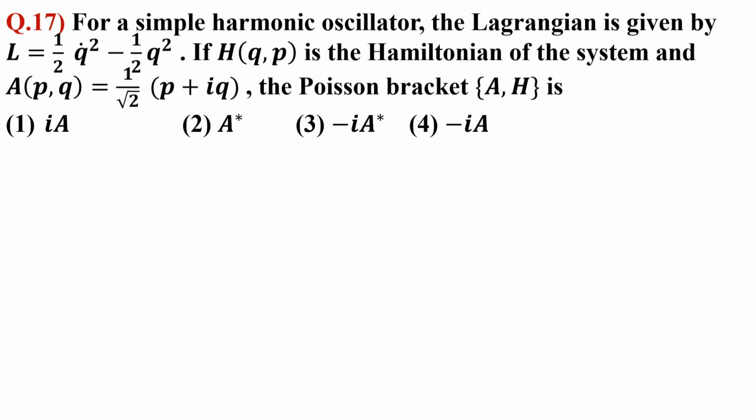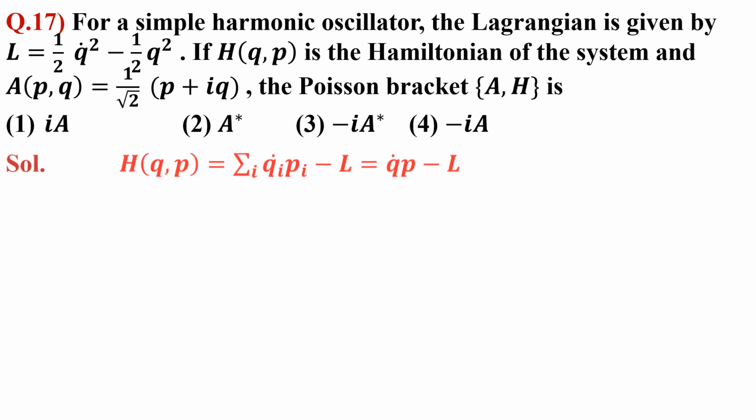Question 17. For a simple harmonic oscillator, the Lagrangian is given by L equals 1/2 q dot squared minus 1/2 q squared. If H, a function of q and p, is the Hamiltonian of the system and a function of p and q equals 1 upon square root 2 (p plus iq), the Poisson bracket {a, H} is: option 1: i a, option 2: a*, option 3: minus i a*, option 4: minus i a.